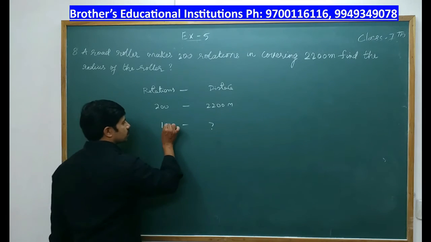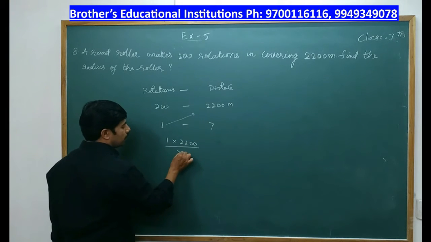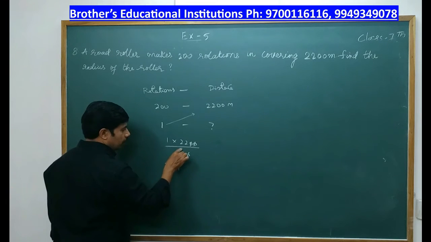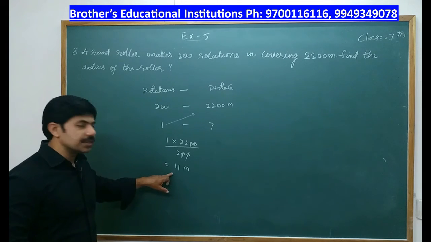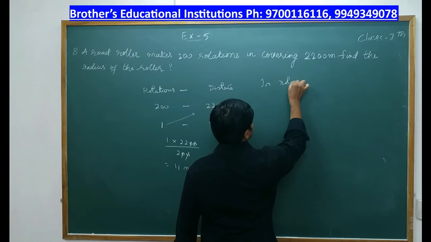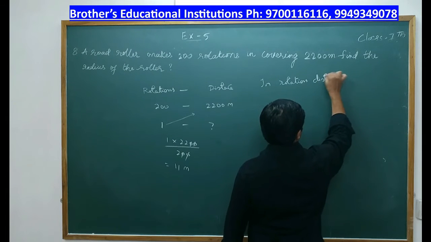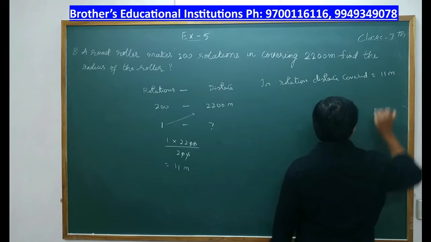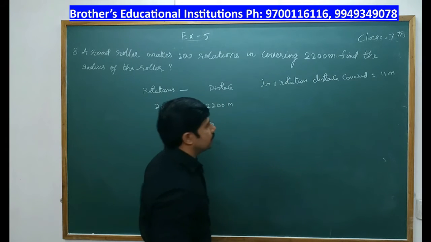For that, just cross multiply these two: 1 into 2200 by 200. The zeros we can cancel. So we are getting 22 by 2, which is 11 meters. That means in one rotation, it covers a distance of 11 meters. So we write, in one rotation, the distance covered is 11 meters, right?